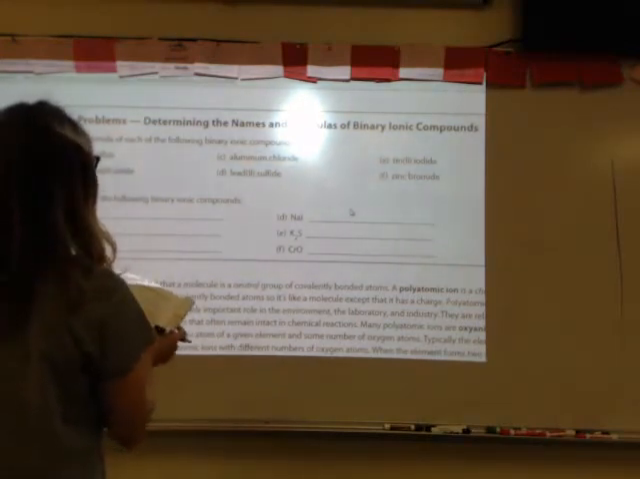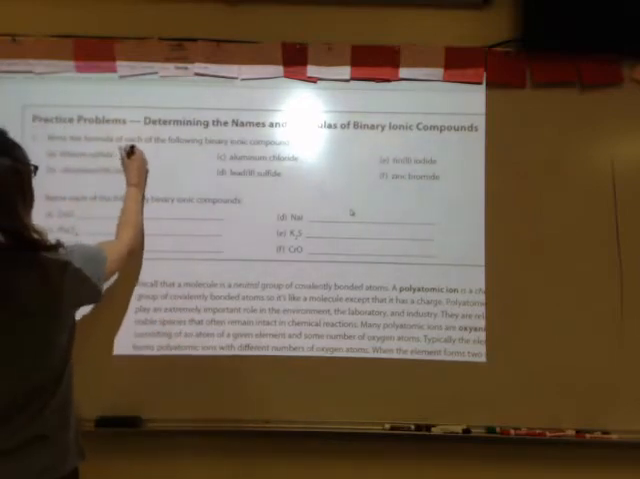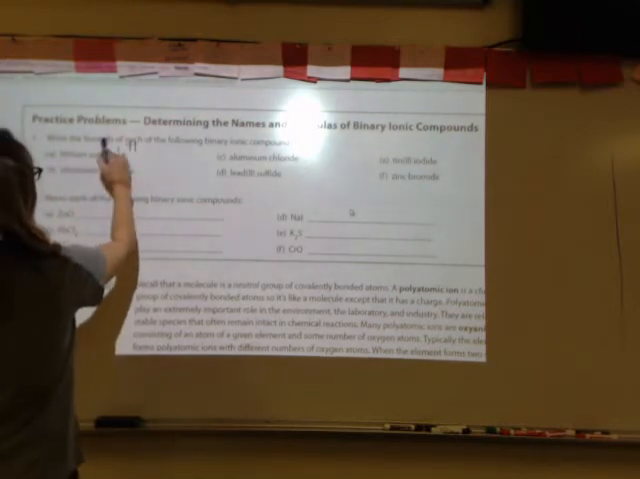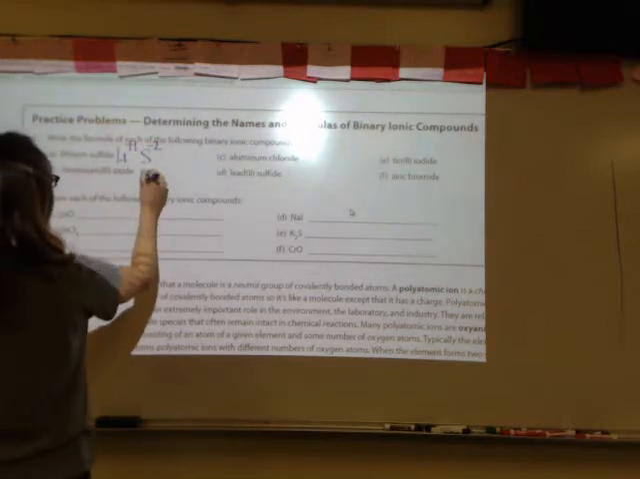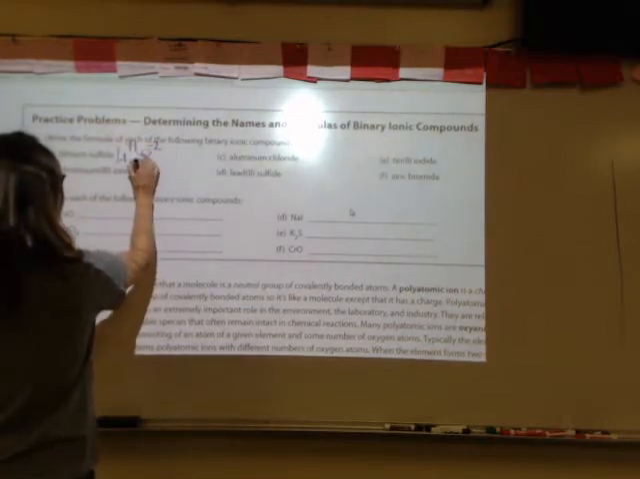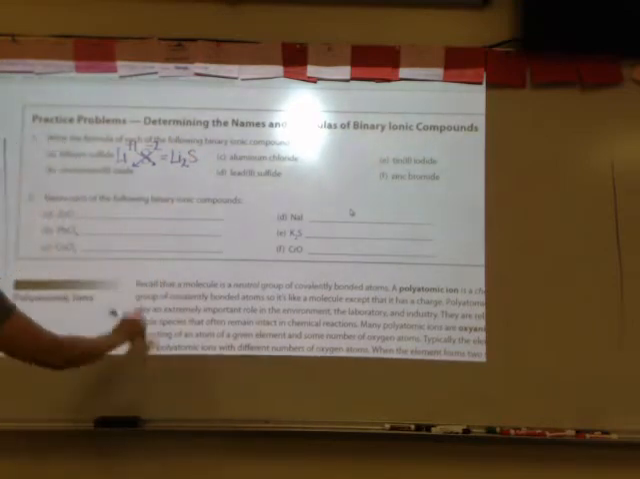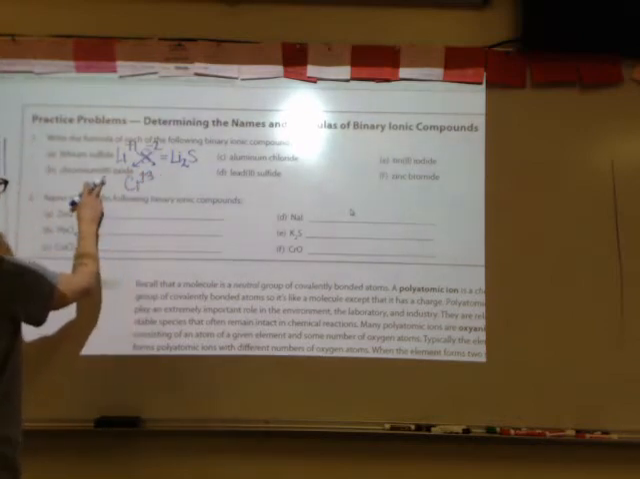We're writing the formula for some binary ionic compounds. So you would look at your periodic table. Lithium is Li. It has a +1 charge. Sulfide is sulfur. It has a -2 charge above its group. You can cross the numbers in the charges to give you Li2S. For B, chromium 3 oxide, we have Cr with a +3 charge.